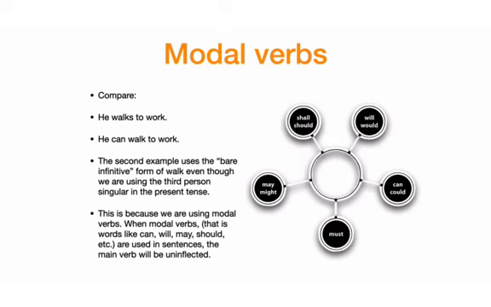Modal verbs. Compare: he walks to work, he can walk to work. The second example uses the bare infinitive form of walk even though we are using the third person singular in the present tense. This is because we are using modal verbs. When modal verbs, that is words like can, will, may, should, etc. are used in sentences, the main verb will be uninflected.